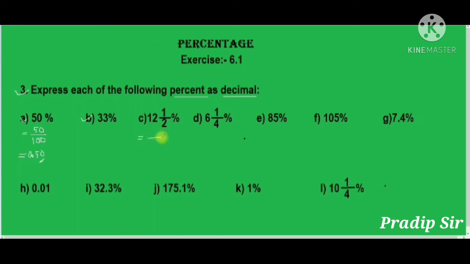Now question number B, it is similar to question number A. Now see here a mixed fraction is given to you, right? So first we'll convert this mixed fraction into an improper fraction. So 12 twos are 24, plus 1 is 25, and the percentage symbol is given, then you write the denominator, it will be 100. Okay, now we have to write in decimal form, right?